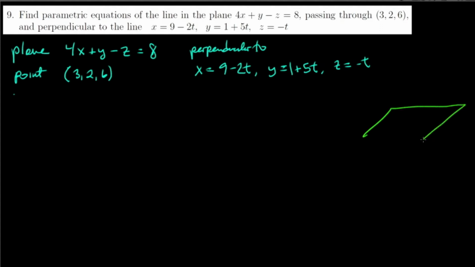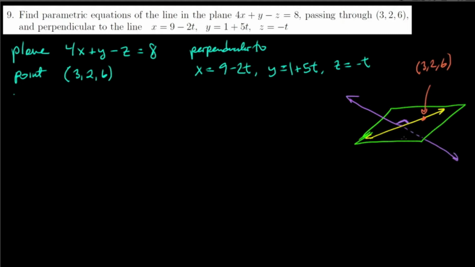So let's suppose this is the given plane here, and we want to find a line that's in the plane. So let's say we want to find this yellow line here. That's in the plane, and we know it passes through the point. Say this point right here is 3, 2, 6. And it's perpendicular to a line. So yeah, it could be this line right here. I know that doesn't look perpendicular, but let's suppose it is.